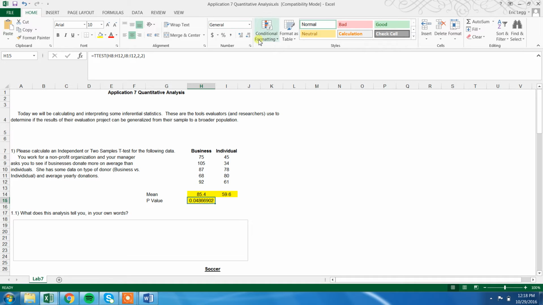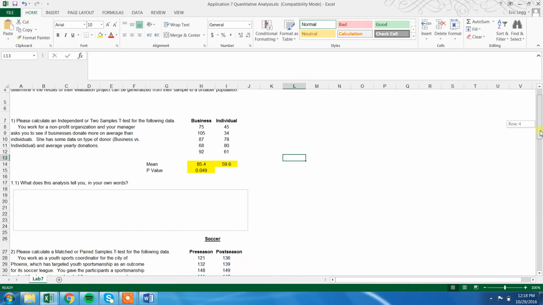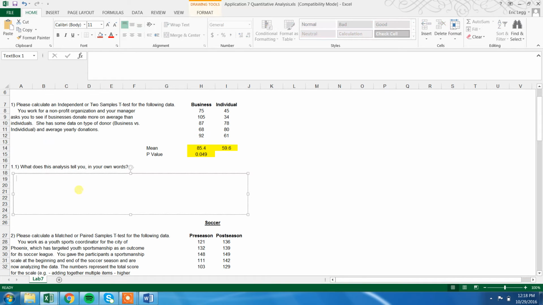Close parentheses, tab or enter, and I get my p-value. I'm going to reduce that decimal just to make it a little easier to read. Okay. Then what does this analysis tell you in your own words, or perhaps better yet in my words? I give you very detailed language on how to do this. The closer you can get to that, the better. You can just enter that in the text box there.